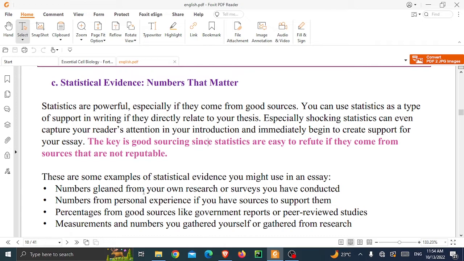And there are some examples for statistical evidence, of course, like numbers that you got from your own research and your own experiments, or numbers from personal experience. And if you have sources for this personal experience, or other people who experienced it, and percentages, like different percentages for a certain topic from different sources, or government supported sources of reports, like let's say the COVID-19 numbers. These are government supported resources from the WHO, the World Health Organization.